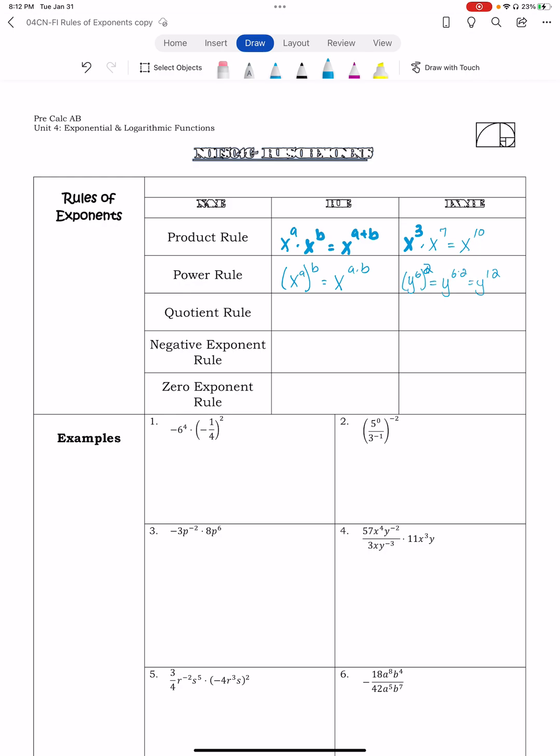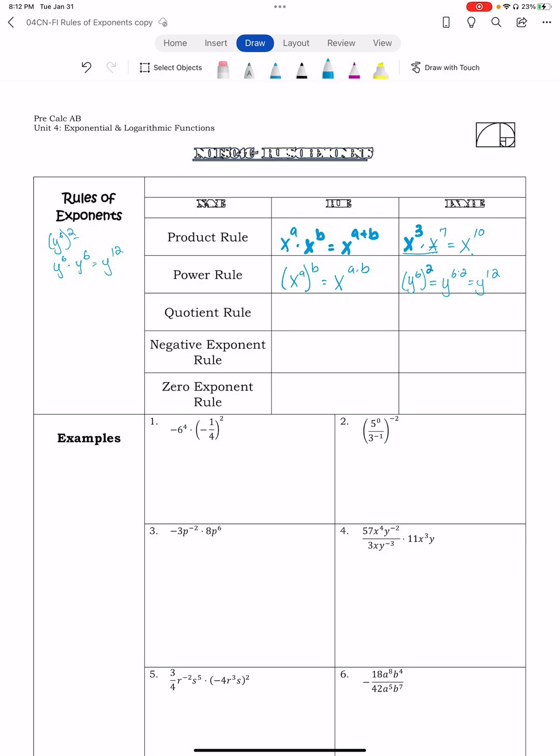Just a little bit of reasoning over here. This is pretty obvious. I have 3 x's here and 7 x's here, so I have a total of 10 x's. This here, my y to the 6th squared, means that I have y to the 6 times y to the 6, which means I'm multiplying a total of 12 y's. So again, that's why the rule is the way it is.